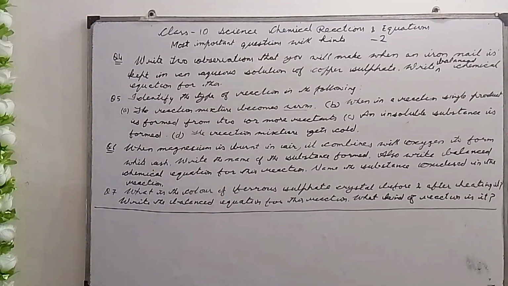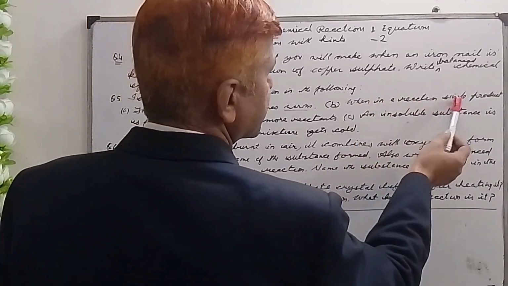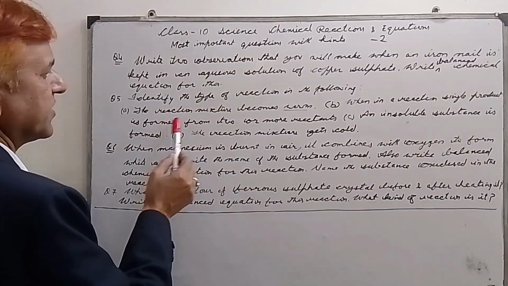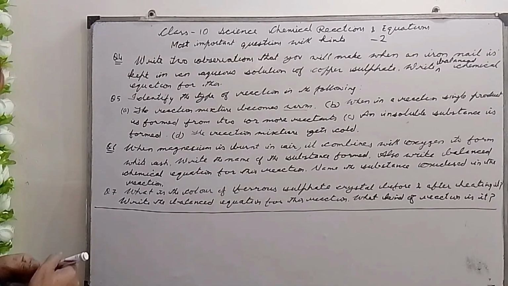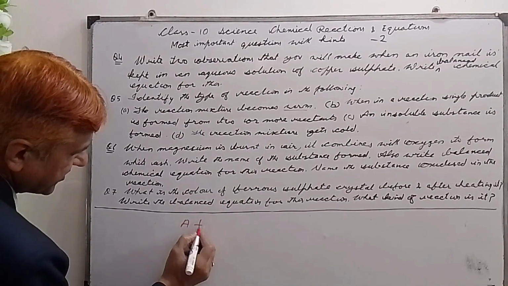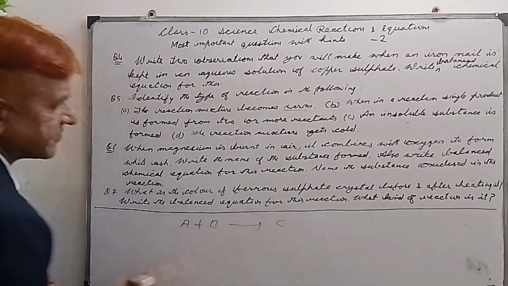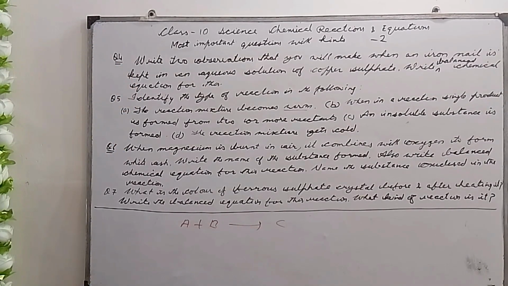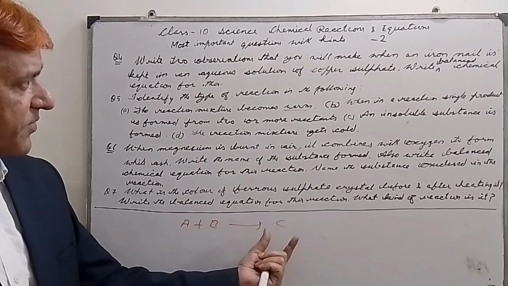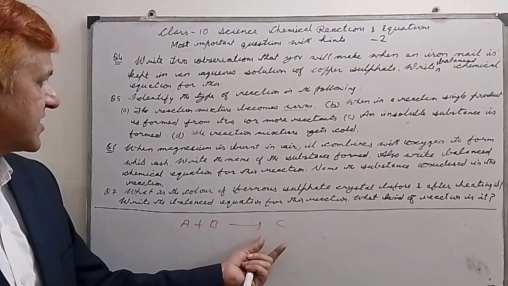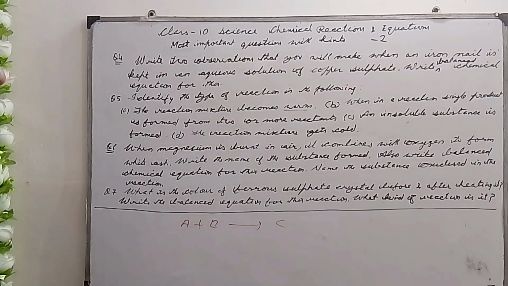When in a reaction a single product is formed from 2 or more reactants, for example A plus B is equal to C, so one product, 2 reactants. So what type of chemical reaction is this? This is a combination reaction.